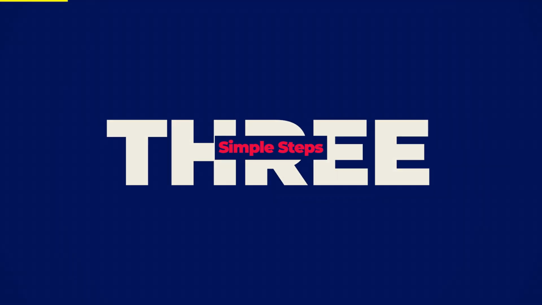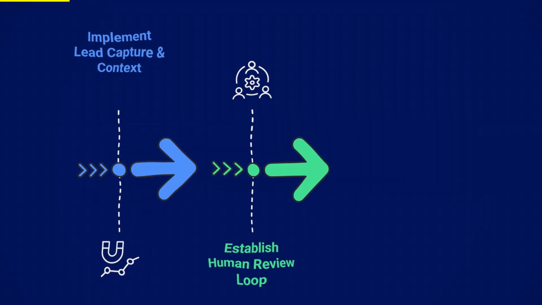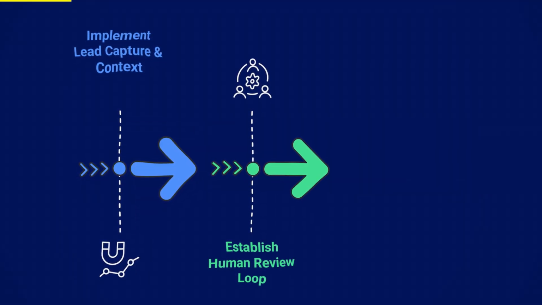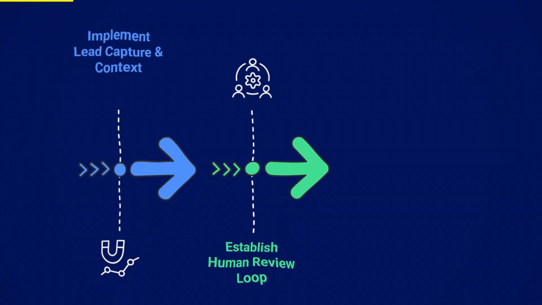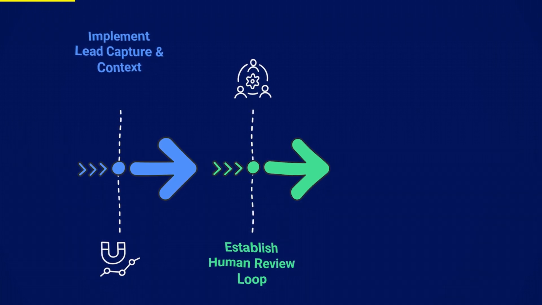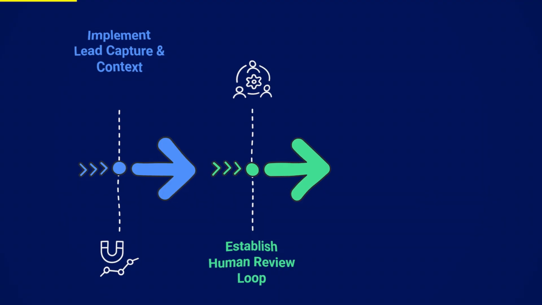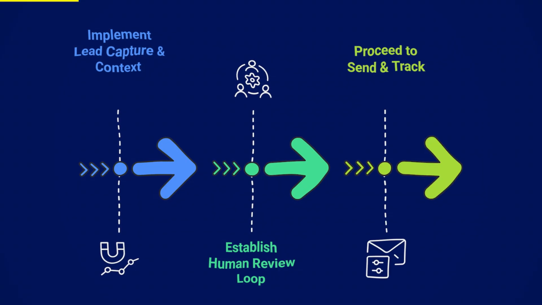So how does the system work? Well, there are 3 simple steps. There's the lead capture. There's the human review loop, where the drafted email lands in your inbox for approval, and then you can either approve it instantly or provide specific feedback, like make it shorter or change the CTA. This creates unlimited micro iterations that stack on each other. Then you can finally send and track.